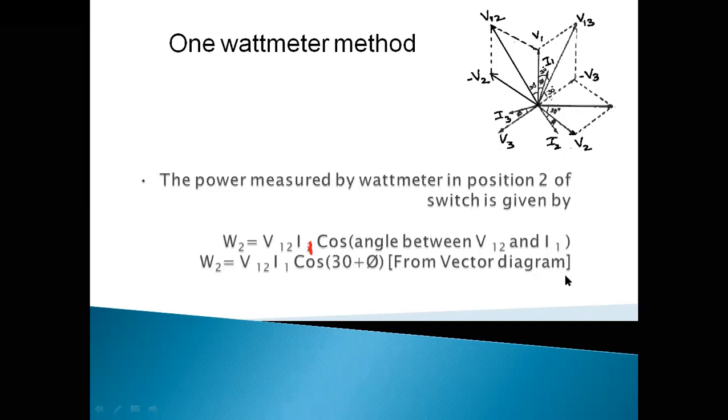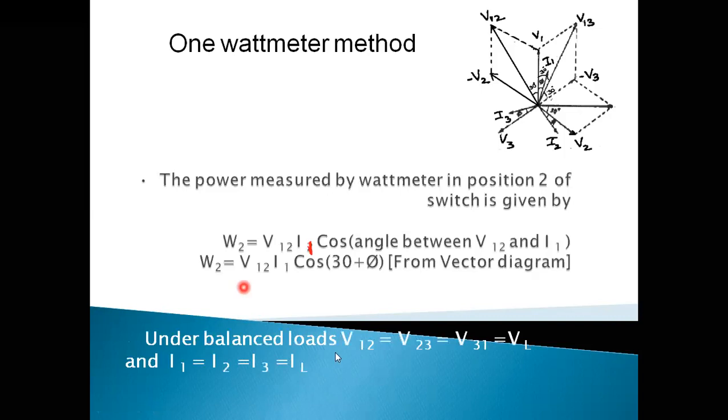Knowing this, let us rewrite the W2 expression. Under balanced loads, V12 equals V23 equals V31 equals the line voltage. I1 equals I2 equals I3 equals the line current for star connected loads. Please mind it. Then our W2 is VL IL cos 30 plus 5.